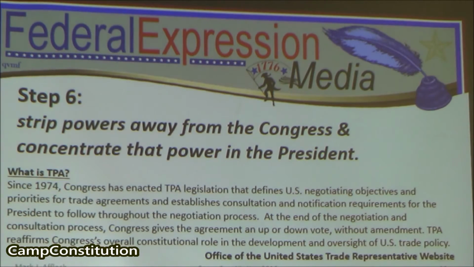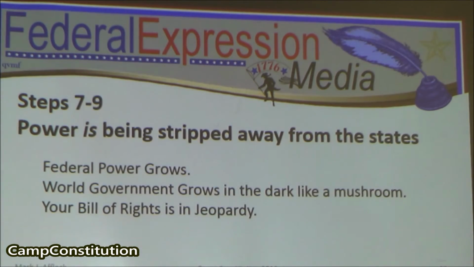Now we know when we read Article 1, Section 1 of the Constitution, it says all legislative powers herein granted are reserved to a Congress, right? And here we've got the President, he's going to become a legislator through TPA. So it's clearly unconstitutional, but they do it and we let them get away with it.